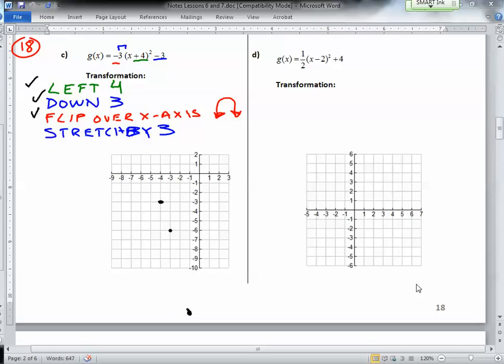Cool. I know that these are all going to be reflected over this line because that's the vertical line that my vertex is on. We call that our line of symmetry. In this case, that's at the line x equals 4. So I just fill in the reflections, and I'm done.